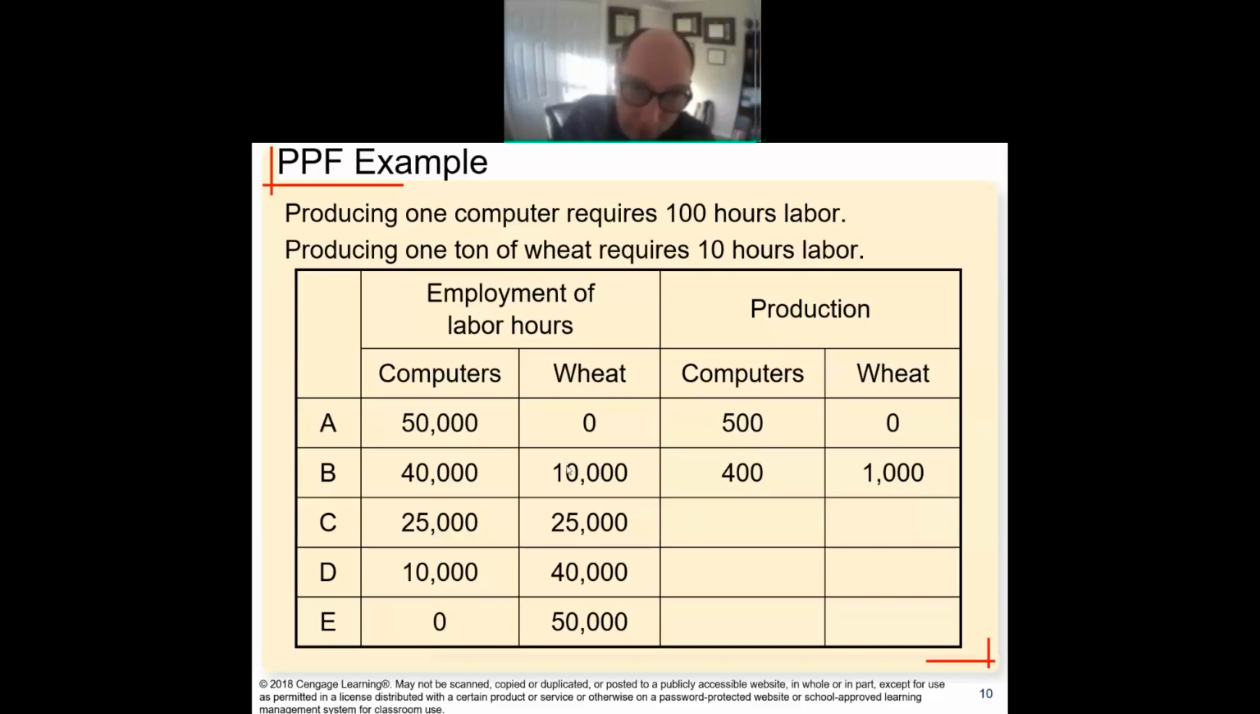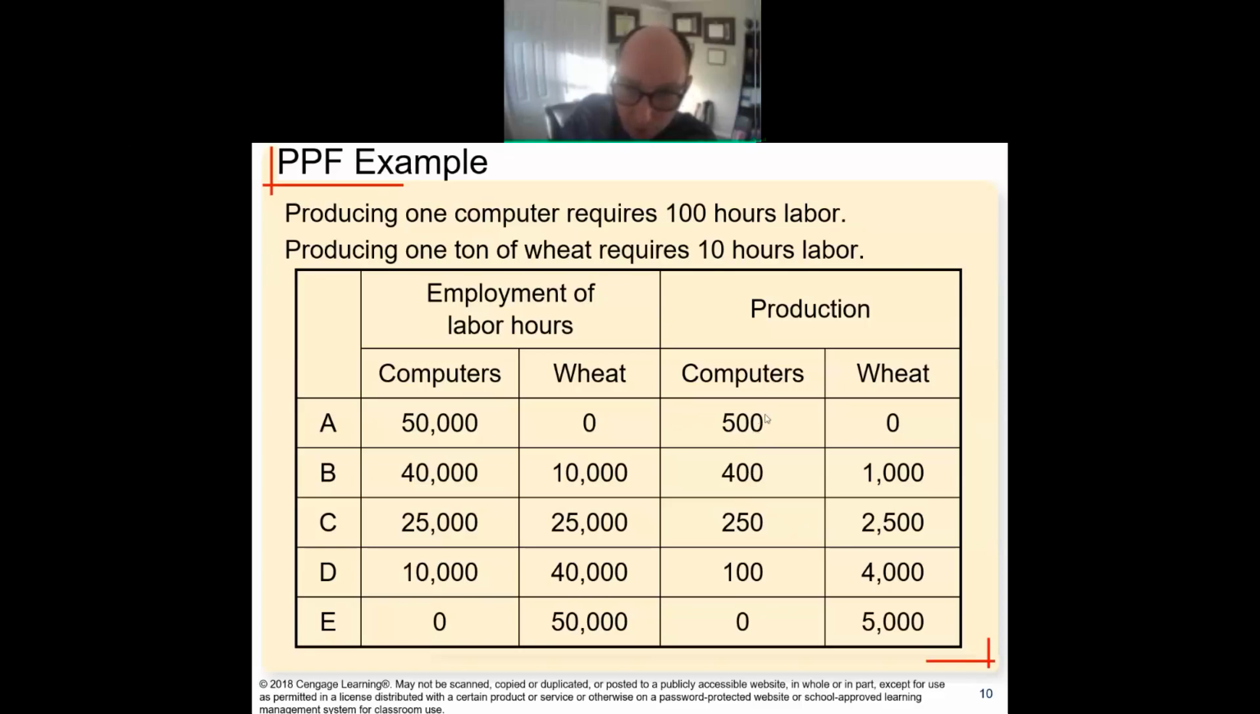For wheat, it's the number of hours divided by 10 hours per ton. So for letter B, it's 10,000 divided by 10, 1,000. And so forth. You see how this example is going.